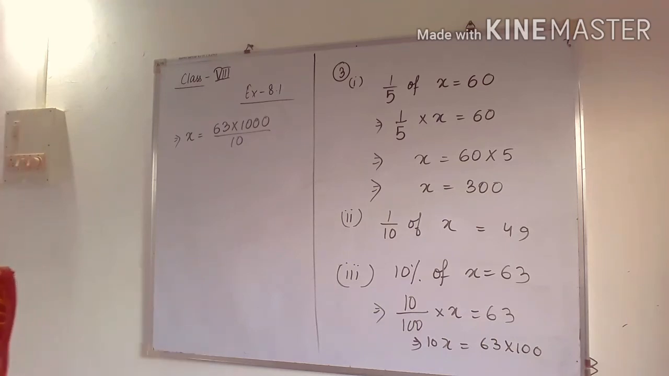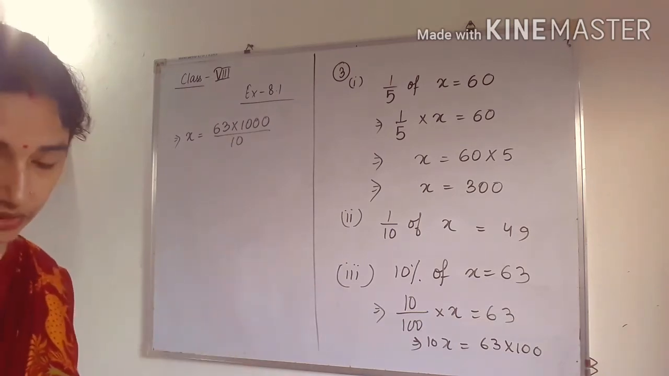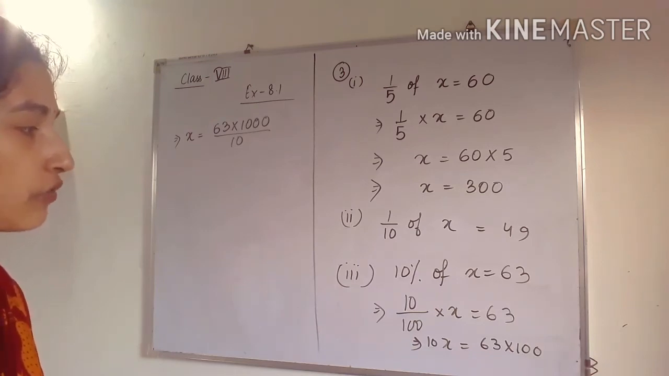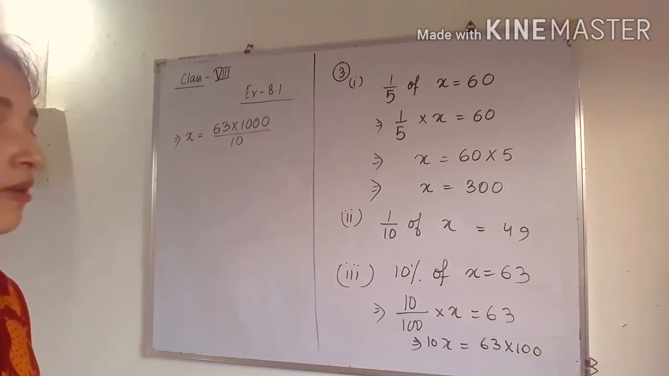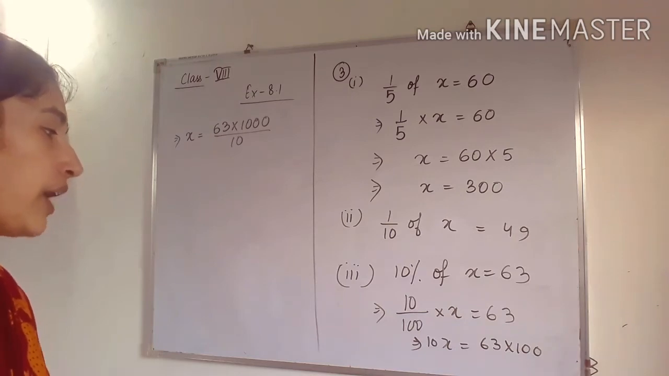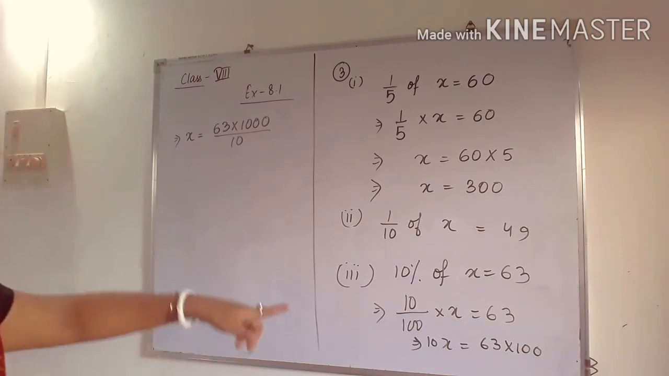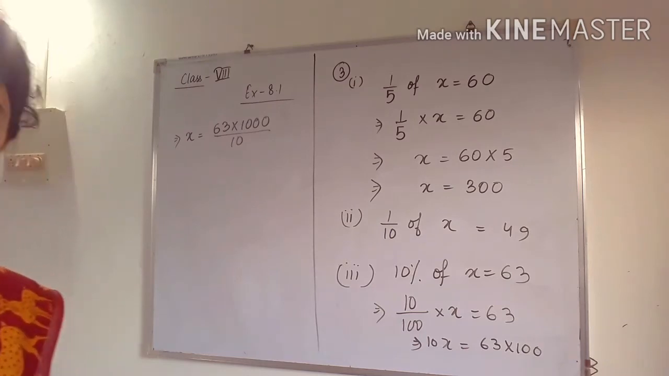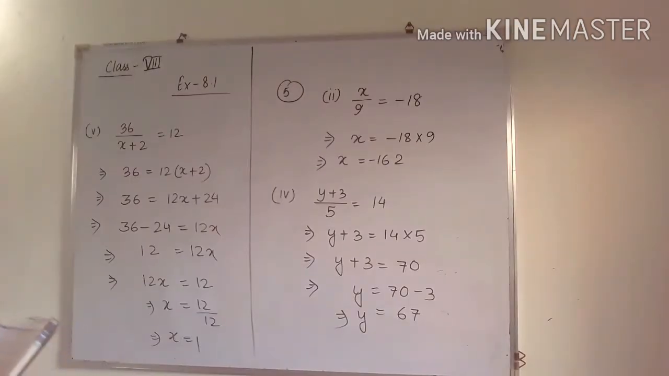Similarly, number 2, 1 by 10 of a number is 49. That means you have to take that number as x. So like that you have to do. Number 3, 10% of a number is 63. That means 10% of x, you take that number as x. And 10%, you know, is 10 by 100. So you can easily find the value of x. After this you have to do like this. Okay. The 0s will be cancelled out, and finally you will get 6300. That is 6300.